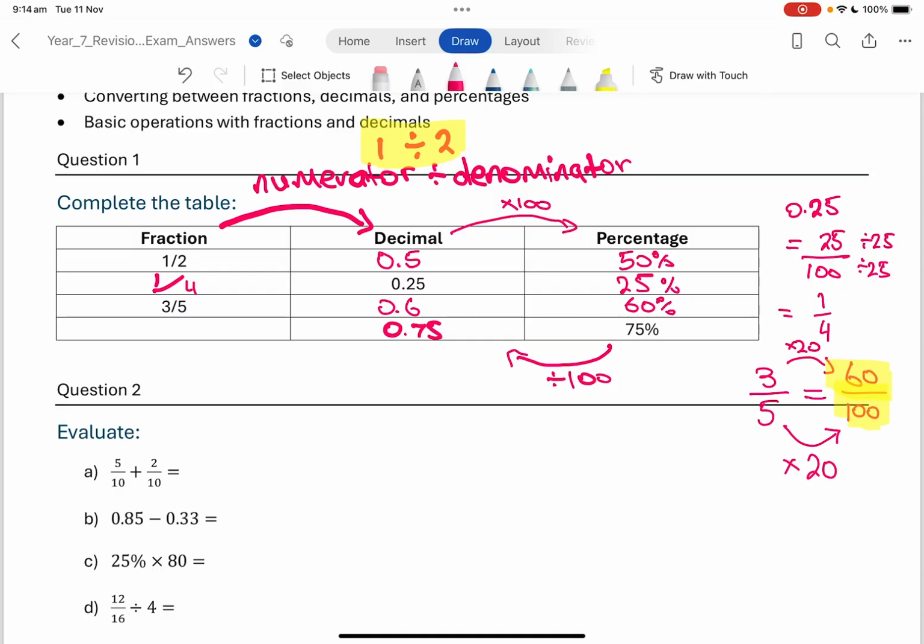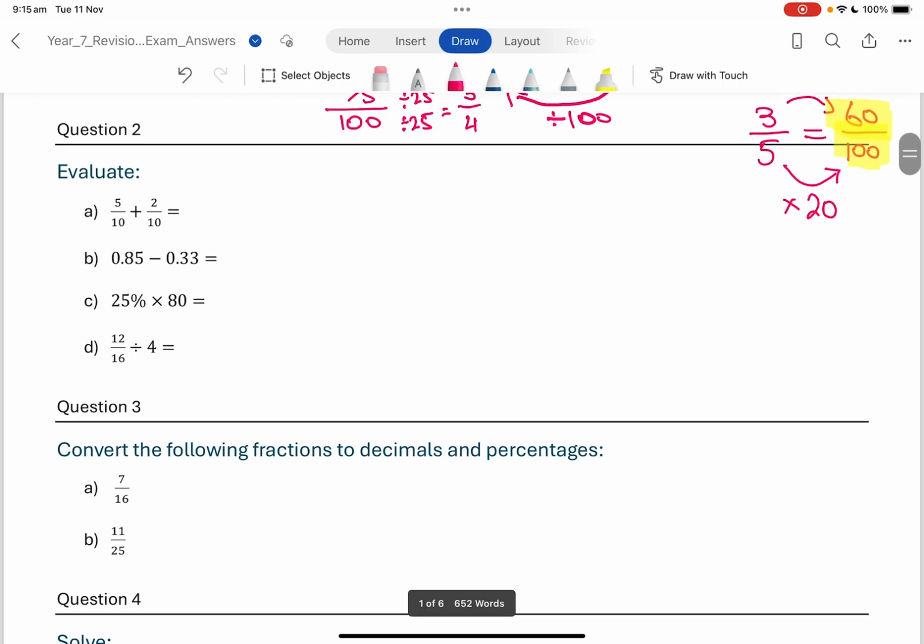So same as earlier, we're going to put the percentage portion out of 100, and we're going to simplify that. Once again, top and bottom divides by 25 quite nicely. We're going to get 3 out of 4, making this 3 out of 4 there. All right, question 1 done.